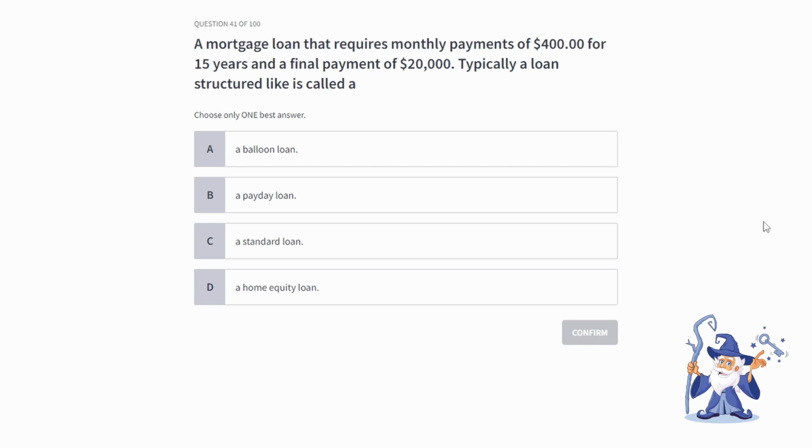Anyways, okay, question 41. A mortgage loan that requires monthly payments of $400 for 15 years and a final payment of $20,000. Typically, a loan structured like this is called, and it gives us four options: A, a balloon loan; B, a payday loan; C, a standard loan; or D, a home equity loan. So take some time and think that one over.